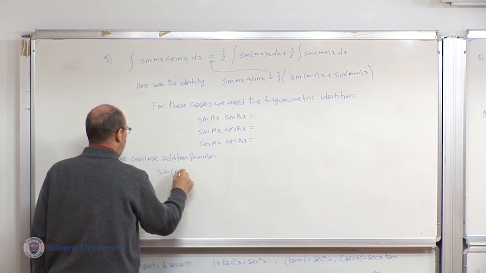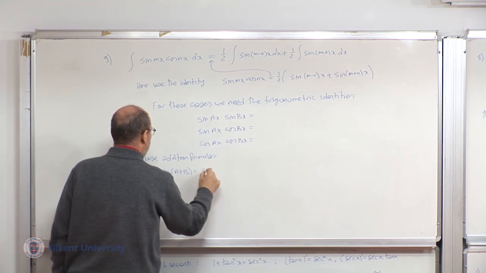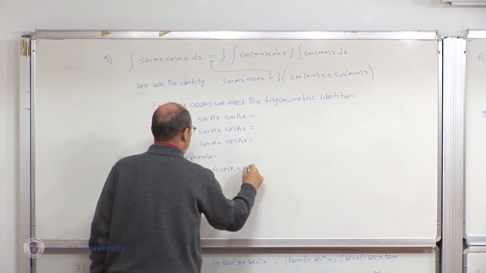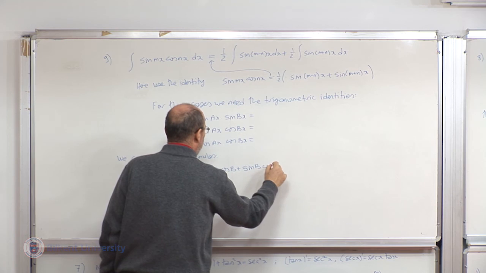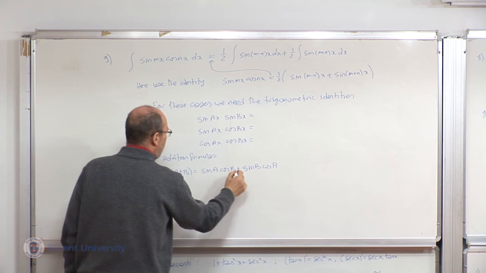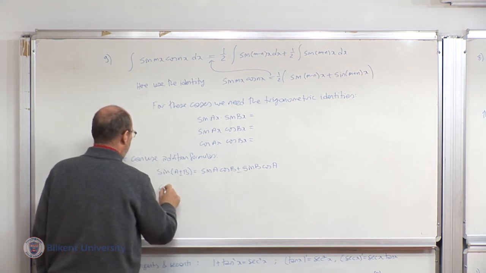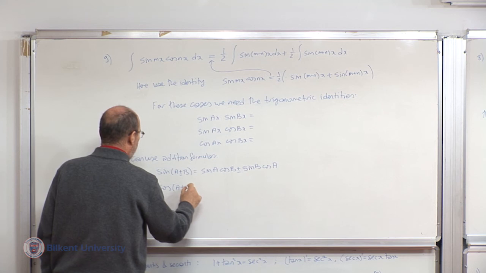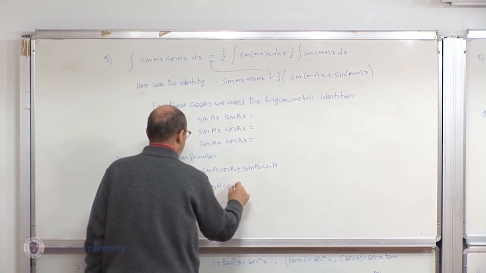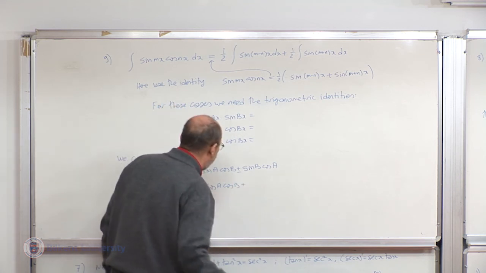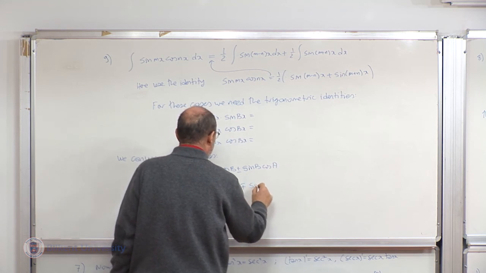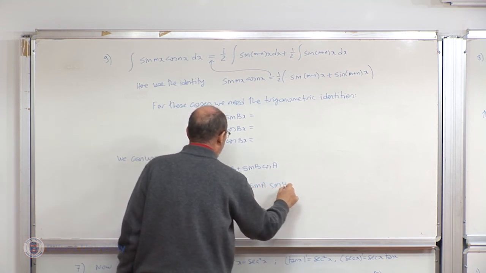Sine A plus B is sine A cosine B plus sine B cosine A. And if we put a minus sign here, we have another formula. And then we have cosine A plus B. Let me put minus here. And this is cosine A cosine B. Then the sign is reversed here: minus plus sine A sine B.